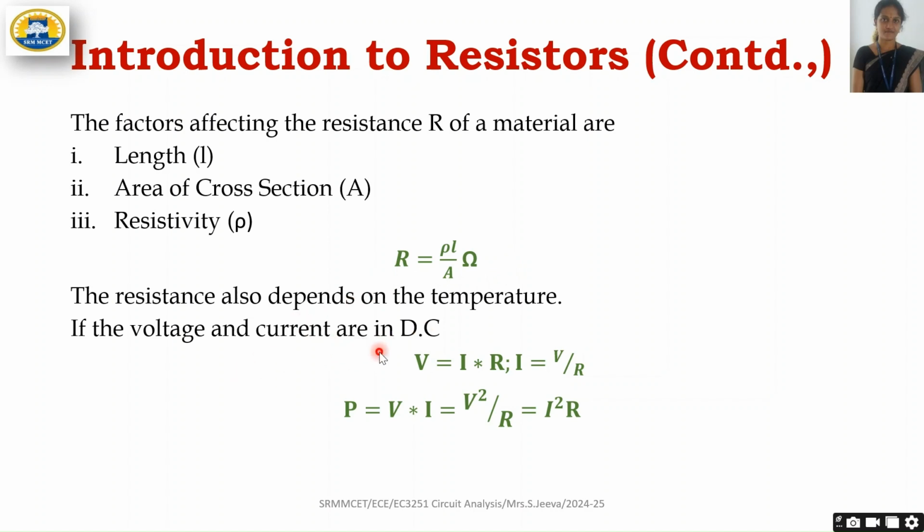If the voltage and current are direct current, then by using Ohm's law, V is equal to I into R and I is equal to V by R. From this relation, we can calculate the power. So P is equal to V into I.